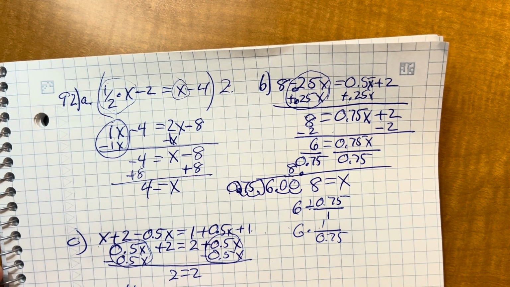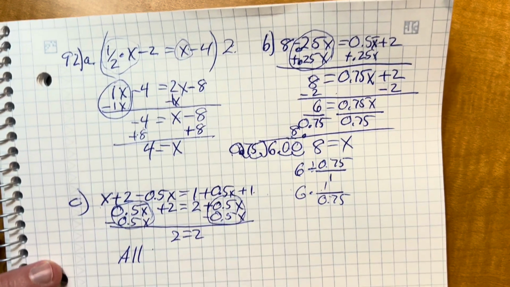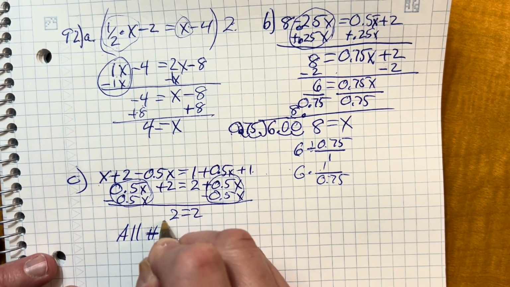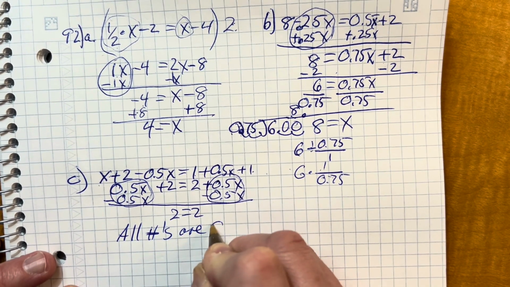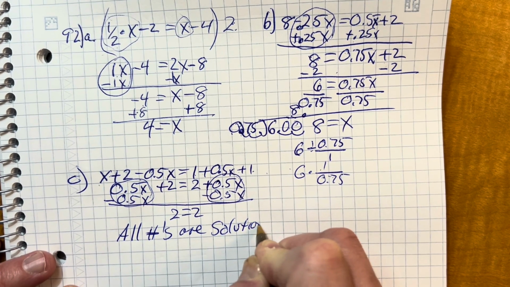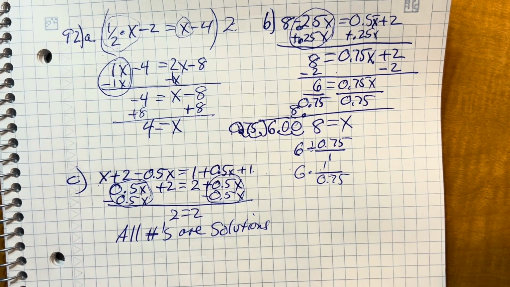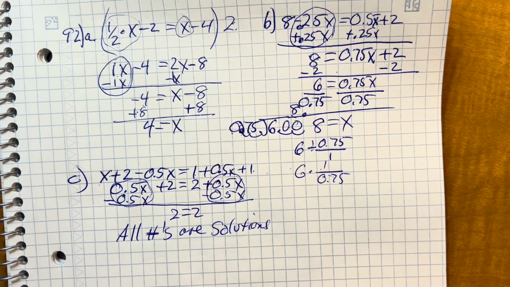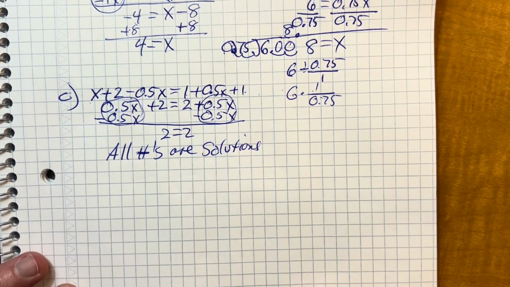That means all numbers are solutions. There you go for letter C. Letter D is going to look like this.